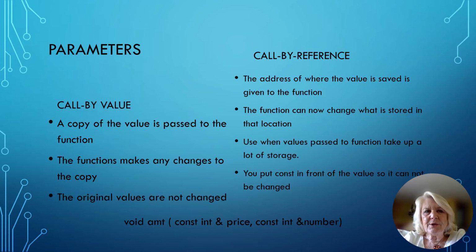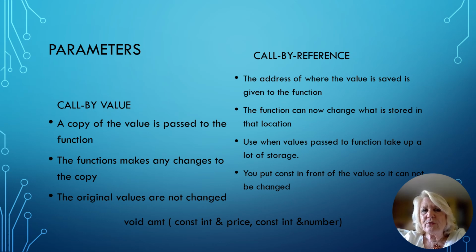When a parameter is called by value, a copy of the value is passed to the function, and the function makes changes to the copy, but the original is not changed. Call by value is not practical when the value passed might be an array with 1,000 elements. It would take a lot of overhead to copy that array.